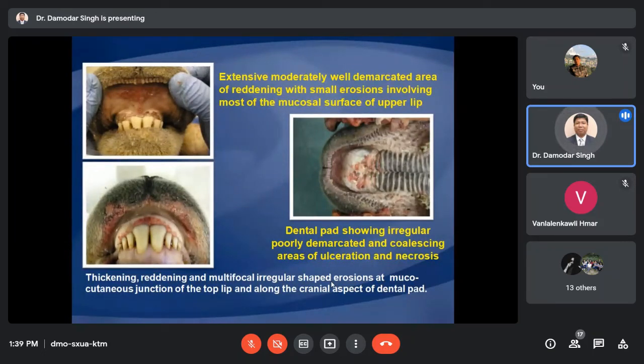Those are mainly due to the extensive demarcated areas with reddening, with small erosive lesions on the buccal mucosa as well as the gum, and sometimes ulcerative and necrotic lesions may also be found on the dental pad. There may be thickening, reddening, as well as multifocal irregular erosive lesions on the mucocutaneous junction of the top lip, as well as the cranial aspect of the dental pad.